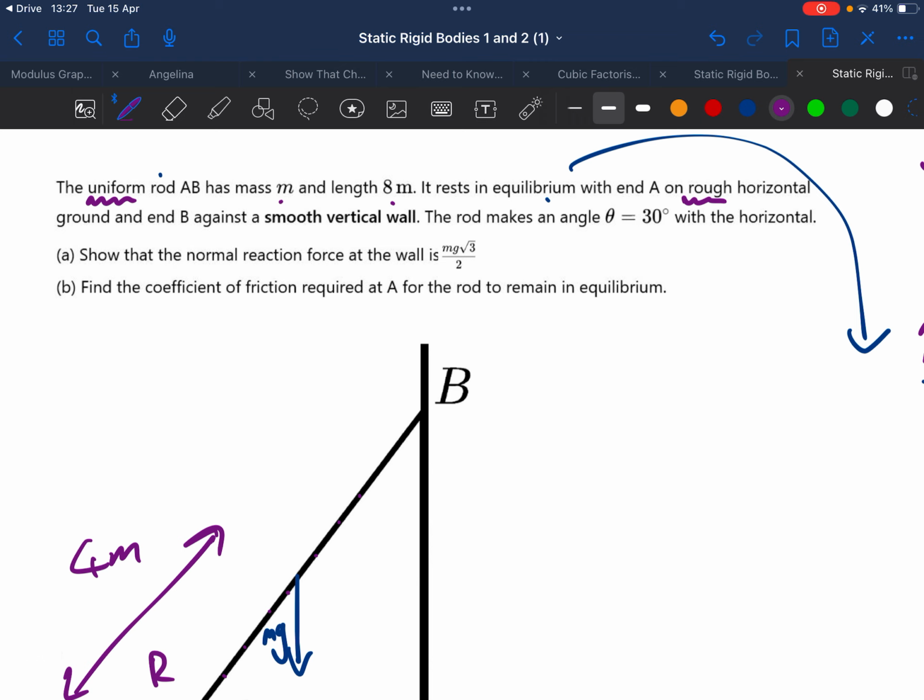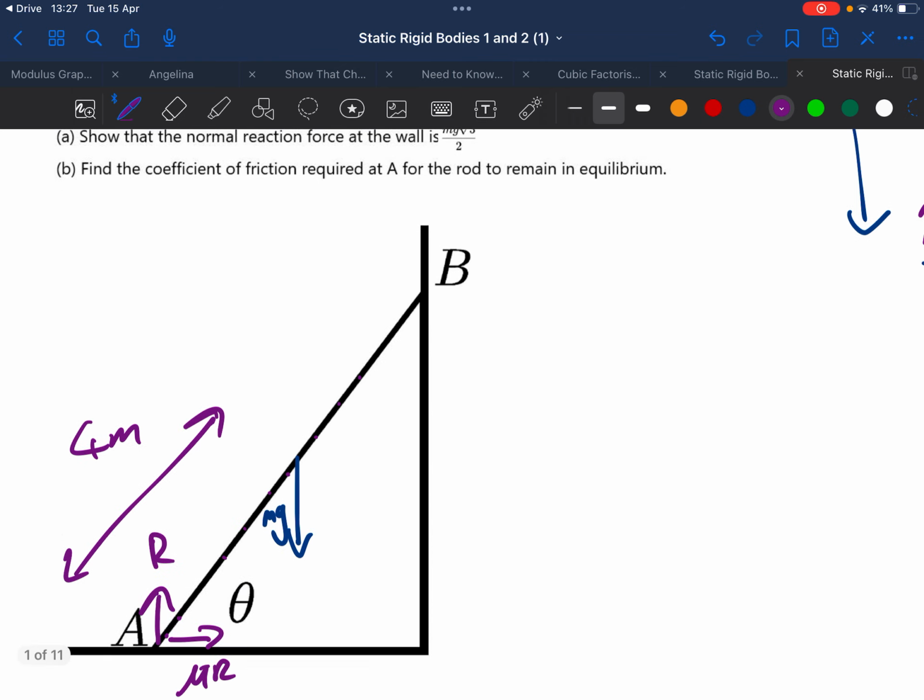There's a smooth vertical wall. Okay, so the wall is the other part of this. So the wall is a bit like a surface, right? Surfaces give off a normal reaction. So R comes from the ground. Well, from the wall, you'll get a different one. So I'm going to give it a different letter. I'm going to call it S. Okay, so a different reaction.